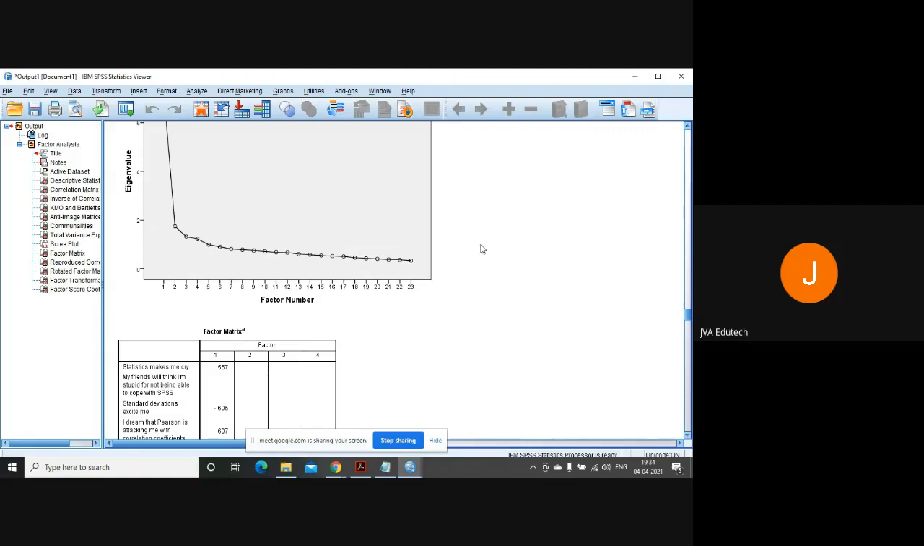Now, many of the authors are of the idea that if you have a large sample size, then you should go for a minimum of 4 factors. Our sample size is more than 2500. It's a very large sample size. So we will go for 4 for the safer side, because we can keep this.